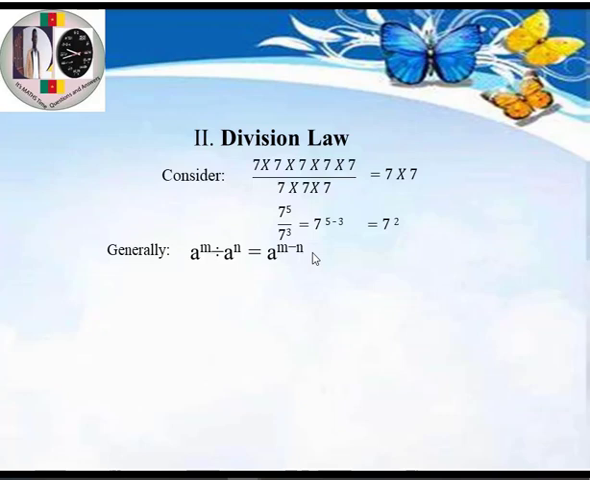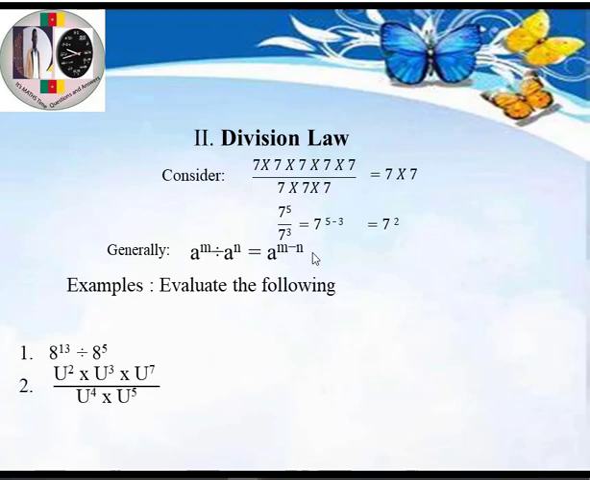So let's use this law to evaluate some common index numbers like 8 power 13 divided by 8 power 5, and u power 2 times u power 3 times u power 7 divided by u power 4 times u power 5. So the first one is 8 power 13 divided by 8 power 5. We are dividing two index numbers of the same base. So what do we do? We subtract the second power from the first power. So we are going to have 8 power 13 minus 5, which is going to give us 8 power 8.